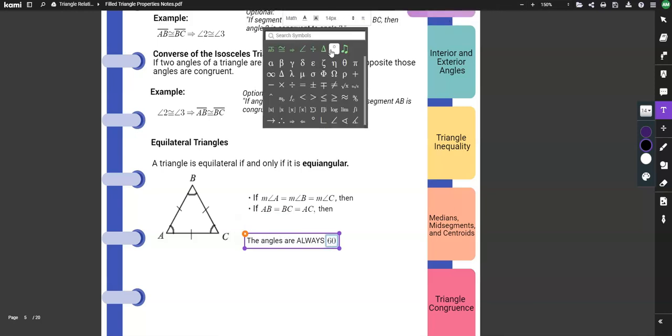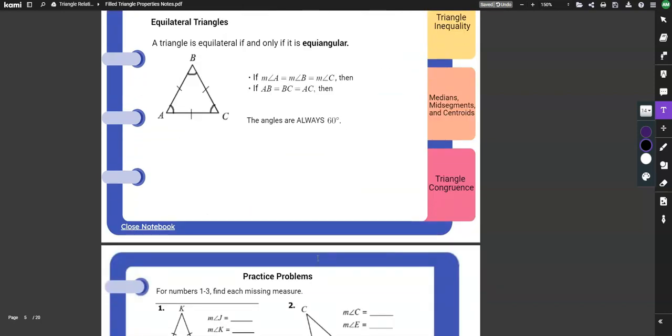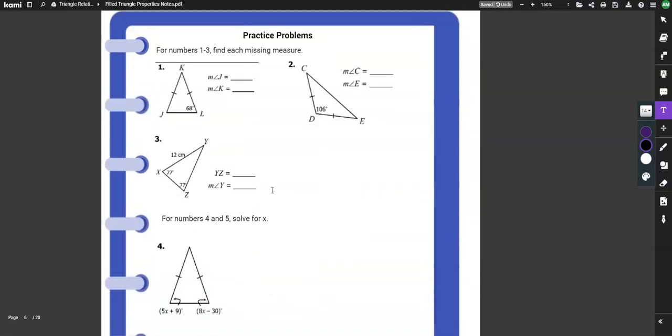Now we haven't talked about it yet, but the interior angles of a triangle sum to 180. Since there are three angles, we divide that by 3 and get 60. So we're going to use that information and practice a little bit. We're just finding the missing measures, and they're asking us for angles on 1 and 2. And for 3, it wants one angle and one side length.